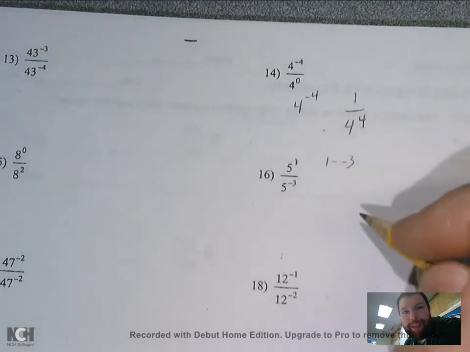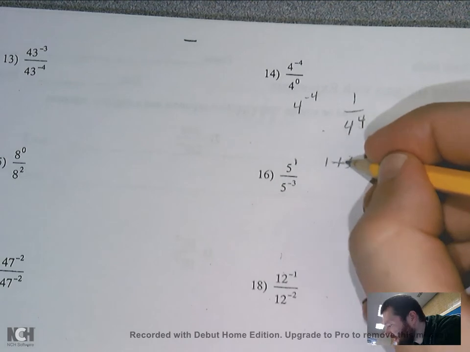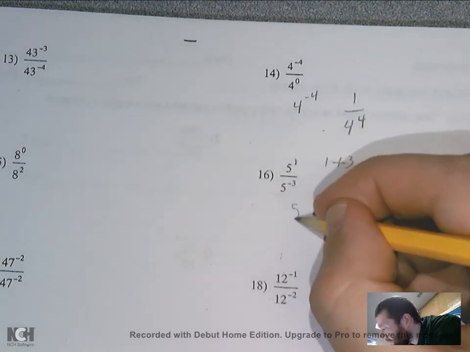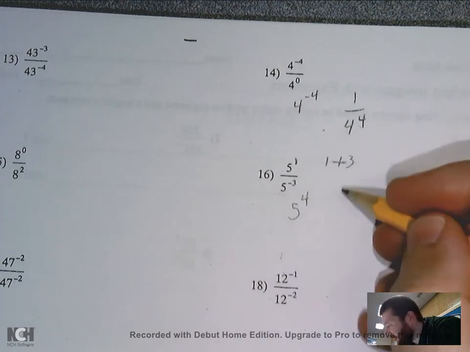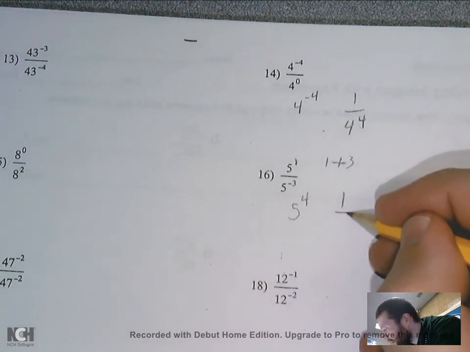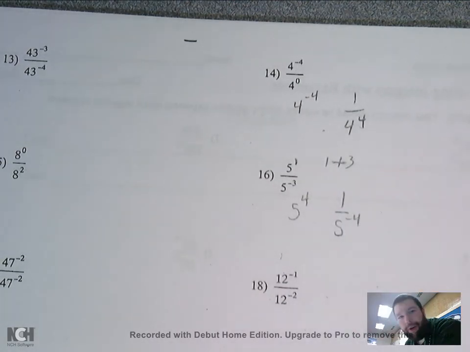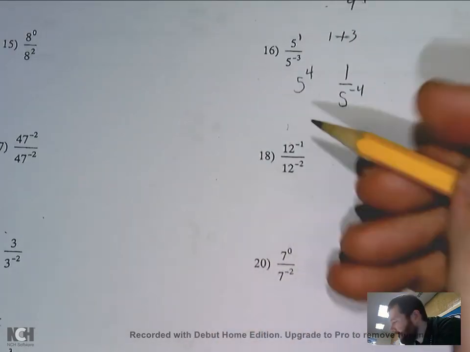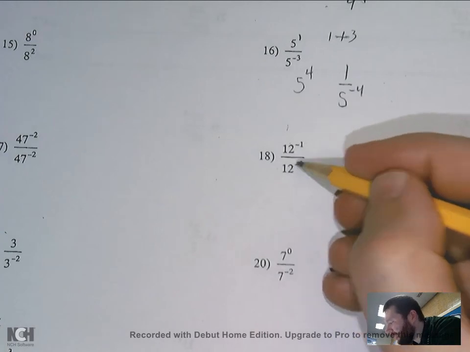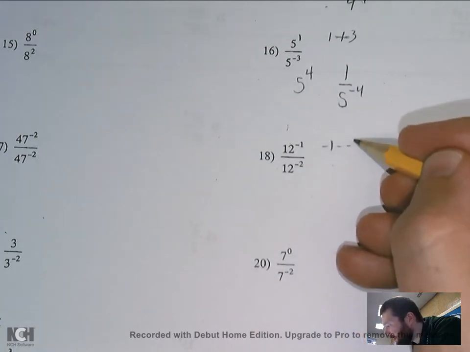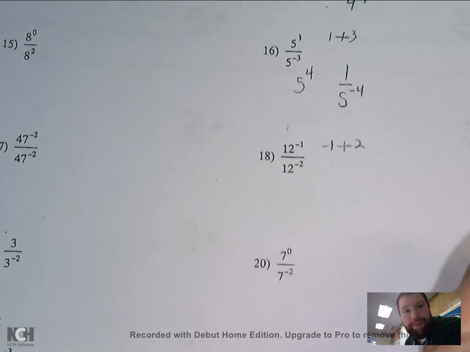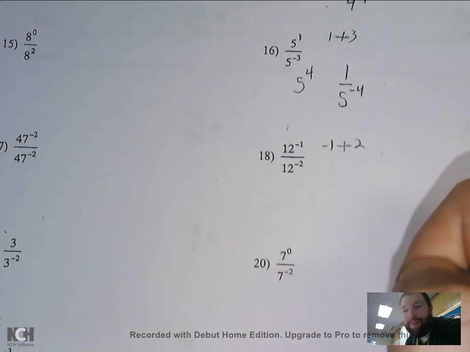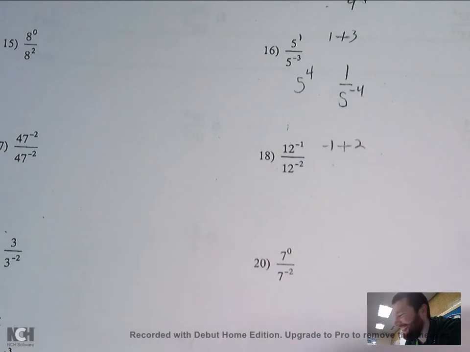When you subtract the negative, you end up adding, right? So it becomes 5 to the 4th power. Or as a negative exponent, it would be 1 over 5 to the negative 4 power. Okay, 18, negative 1 minus a negative 2. Again, negative 1 minus negative 2. When you minus a negative, you end up adding, right? Same sign, add and keep, different sign, subtract.